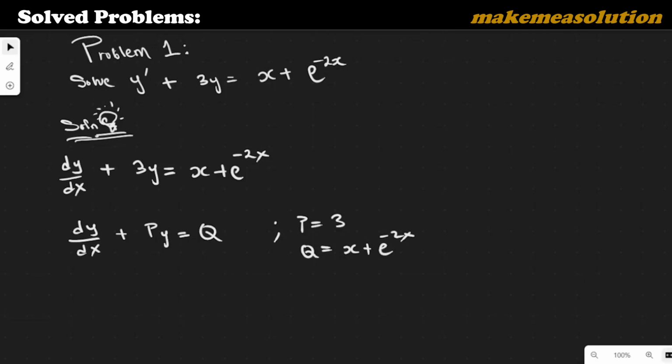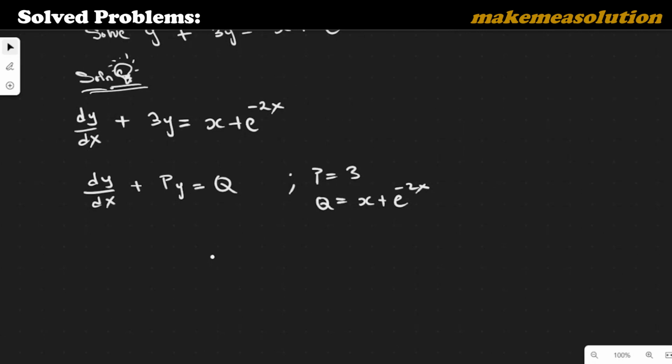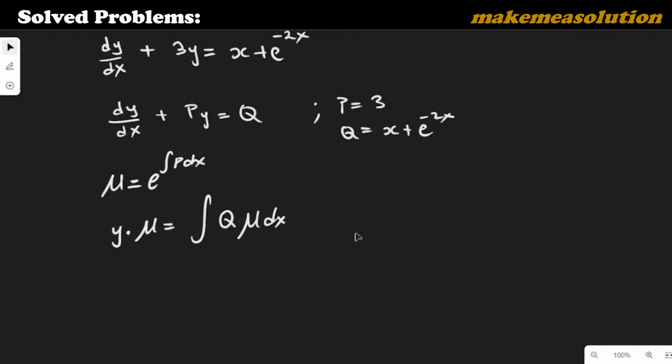So remember that to solve this particular equation, we needed to come up with an integration factor, mu, which is exponential integral of p dx, so that we'll now apply the formula y times integration factor is equal to integral of q times integration factor dx. So let's see how we can apply all this to get the solution to this problem.